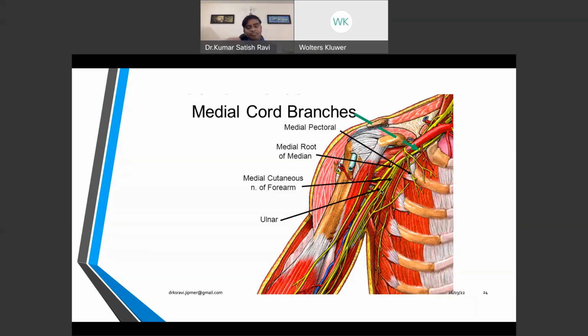The ulnar nerve doesn't give branches to any muscles in the arm. It supplies the muscles of the forearm. One is the flexor carpi ulnaris muscle, and another is the flexor digitorum profundus. The medial half of the flexor digitorum profundus will get its innervation by the ulnar nerve, and most of the muscles of the hand will be getting innervation from the ulnar nerve.